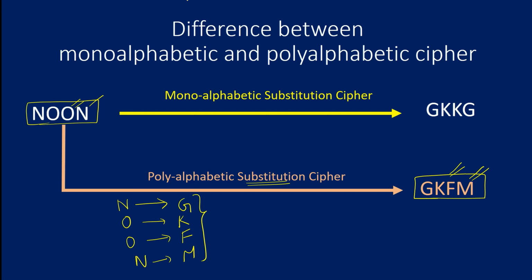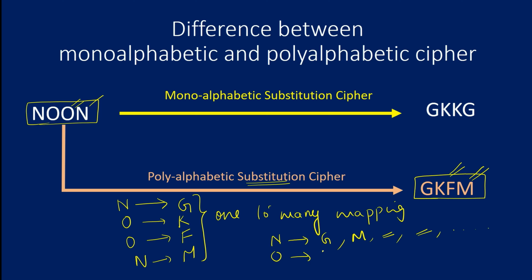So you can see that the polyalphabetic substitution cipher makes use of one-to-many mapping. That means N will be mapped to G. The second time it occurs, it is mapped to M. The third time it occurs, it may be mapped to some other letter. The fourth time it occurs, it will be mapped to some other letter, and so on and so forth. Similarly for O, O is first mapped to K, but when it repeats itself, it is mapped to F. When it repeats again for the third time, it will be mapped to some other letter, and so on and so forth. So a polyalphabetic substitution cipher basically hides the repetitive pattern occurring in the plain text and hence protects the cipher text from being attacked by attackers.